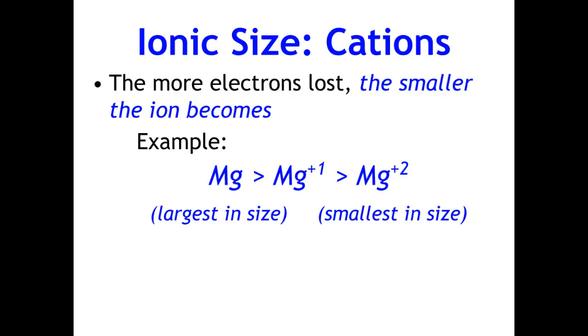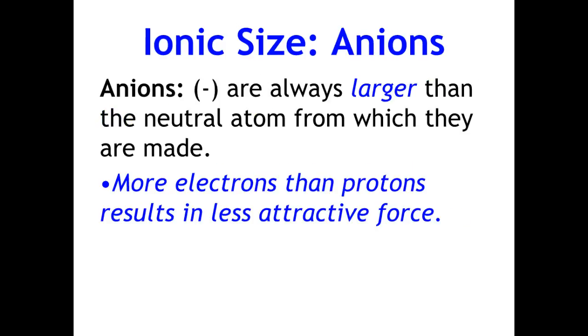So, an example, neutral magnesium is larger in size than magnesium plus 1 and definitely larger in size than magnesium plus 2. Or look at it the other way. Magnesium with a plus 2 charge is smaller in size than the neutral atom of magnesium.